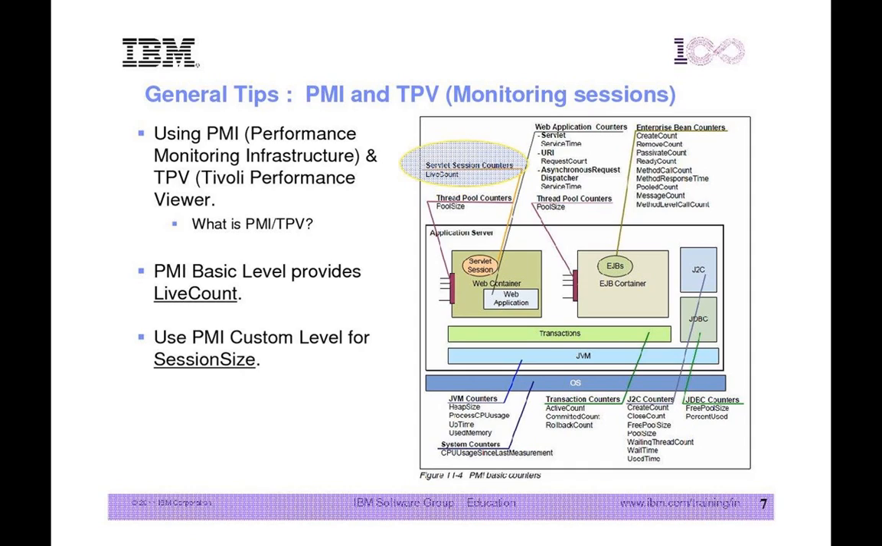There is certain data which is not collected at the basic level, and there are reasons. Some data is not collected because of the performance overhead, or because it is detailed debugging data, which is not really available in basic. Session size is something which is not available in basic, but if you want to monitor it, you can go to custom level, enable specific session size, and then it will start collecting the session size data. You don't need to restart the server for this. So that was a short overview of PMI and TPV, which are the built-in, out-of-the-box tools from WebSphere application server.